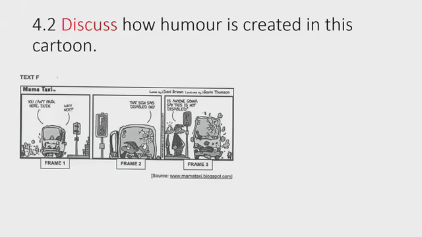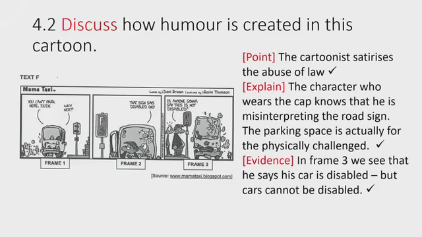So discuss how humor is created in this cartoon. We start by making our point, which is that the cartoon is using satire. And it's satirizing the abuse of law. In other words, look at all these people who think they can just park in disabled bays. Don't you hate it when people do that? So it's trying to make us see that critique, that satire. So we get our point for seeing that it's satire. Very good. Now we know how the humor is created. Ah, cartoonist, I see what you did there.